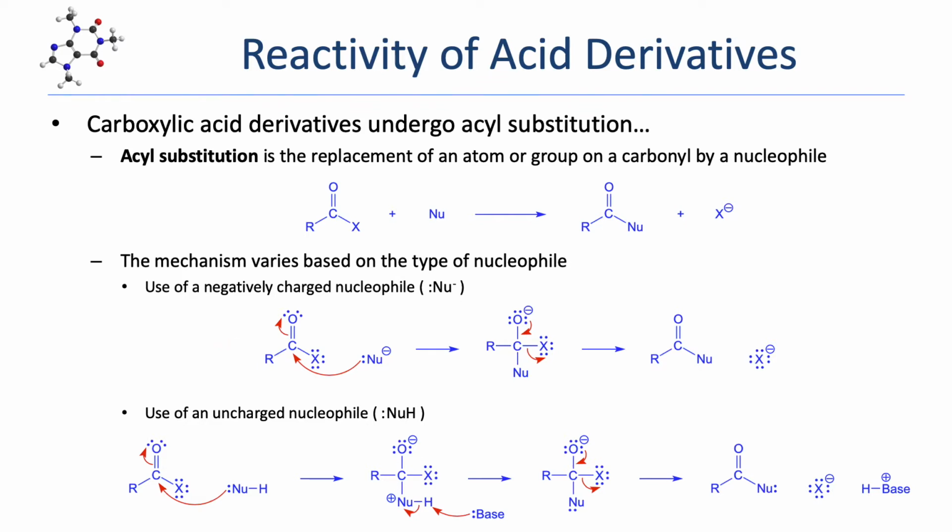product. Acyl substitution using a neutral, uncharged nucleophile is essentially the same, but inserts an additional acid-base step in the middle. The reaction again starts with the nucleophile attacking the electrophilic carbonyl carbon, breaking the carbon-oxygen pi bond to form an alkoxide. In the second step, a weak base removes a proton from the nucleophilic atom. The reaction finishes as expected, with the reformation of the carbon-oxygen pi bond and expulsion of the leaving group to give the final product.